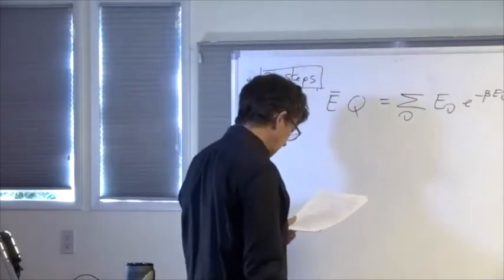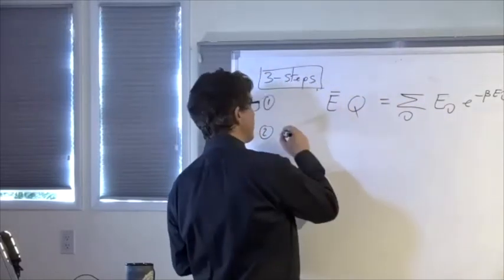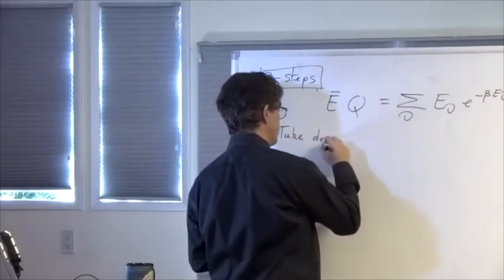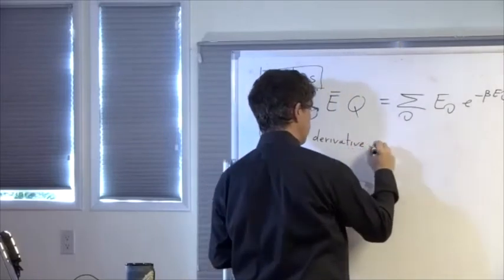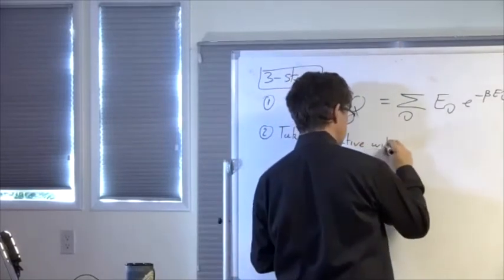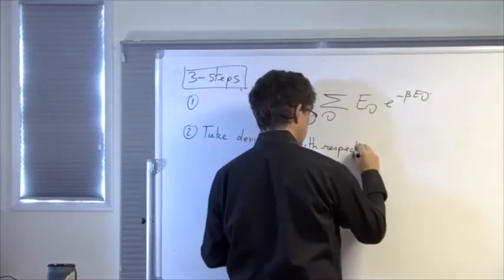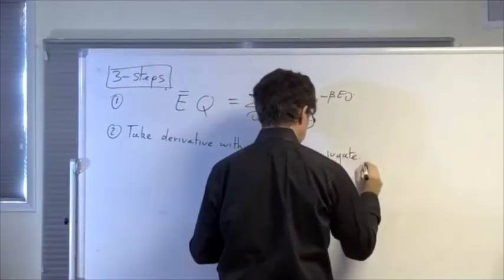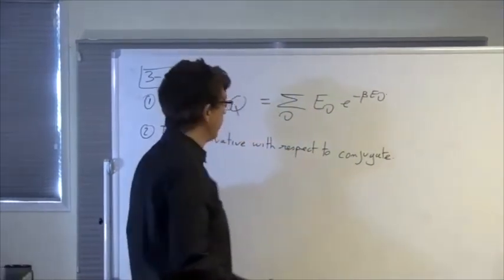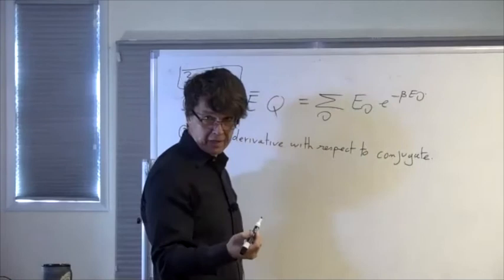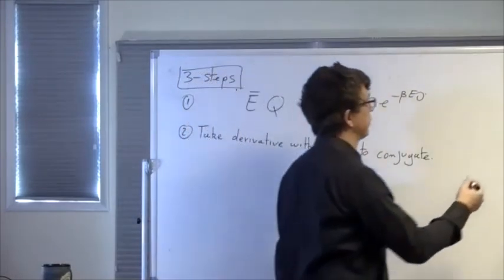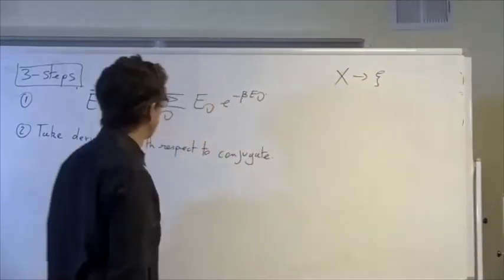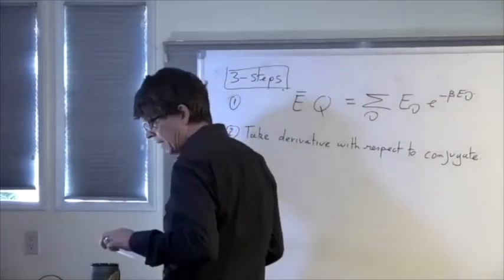Step two, which is the long one, is to take the derivative of this equation, so both sides, with respect to the conjugate of the fluctuating variable. And that's conjugate in the entropy notation, right? So if I'm looking at the fluctuation of the energy, the conjugate to that is beta. If I were to look at the fluctuation of some x, the conjugate of that would be what we call psi. Okay, so last bit of math for today.